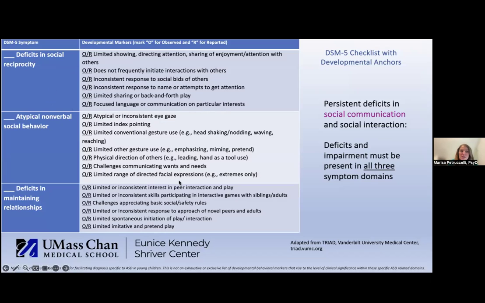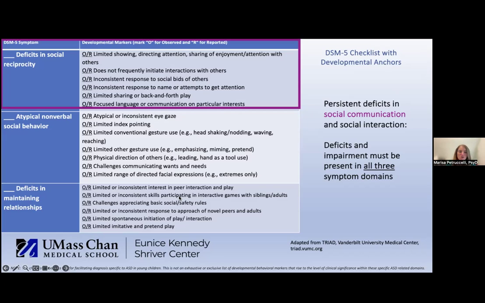So the first being social reciprocity. And here, what this really looks like in early childhood is sharing interests, showing enjoyment, sharing emotions, responding to name, responding to the social initiations of others, initiating social interactions with others, and back and forth reciprocal play.